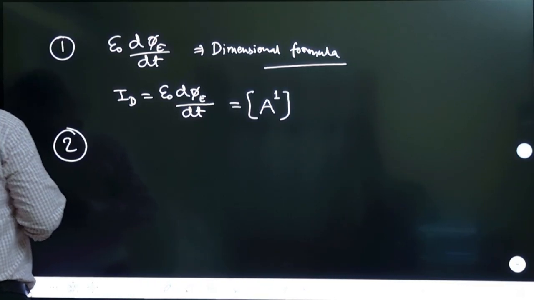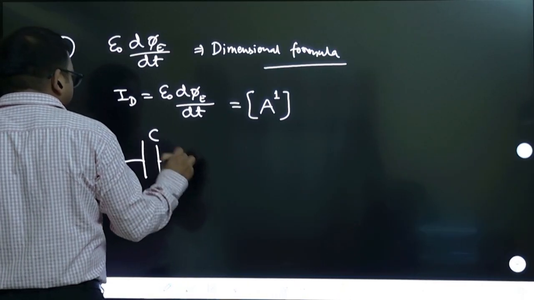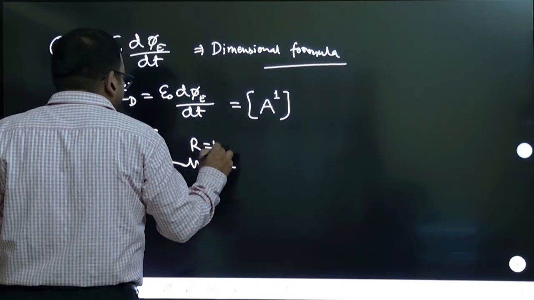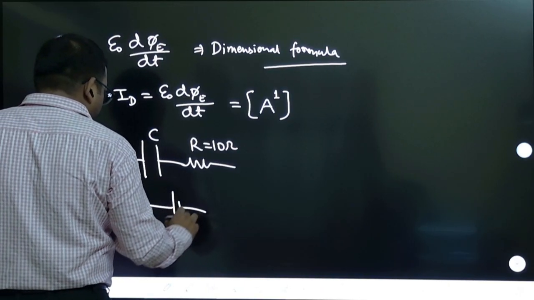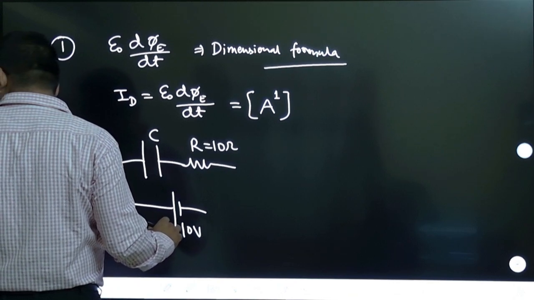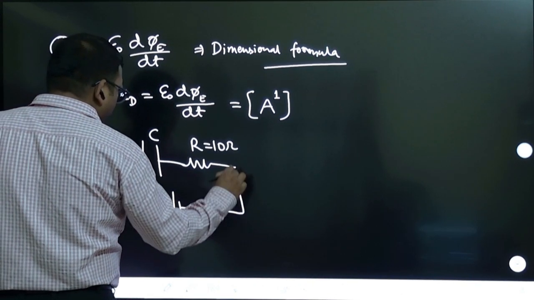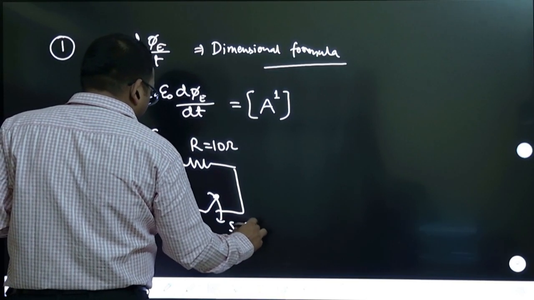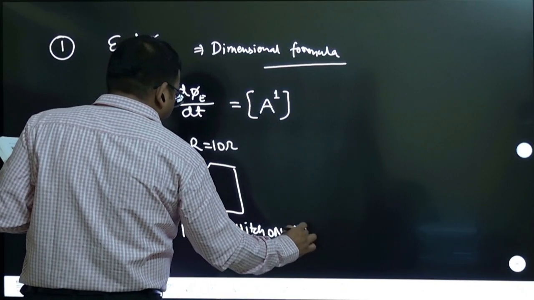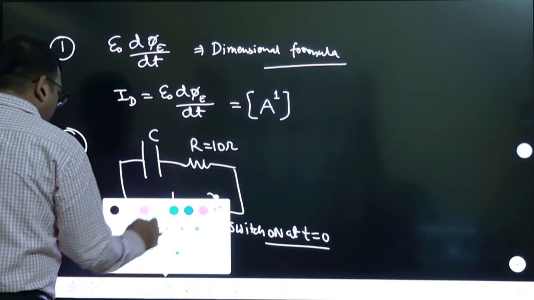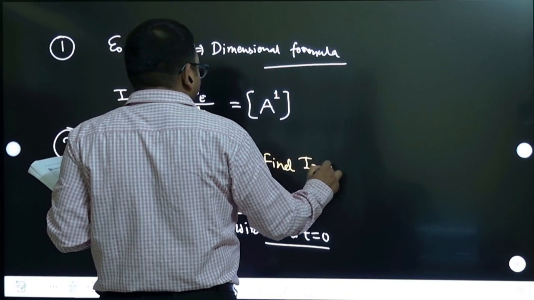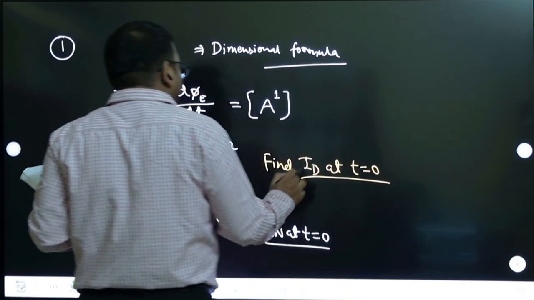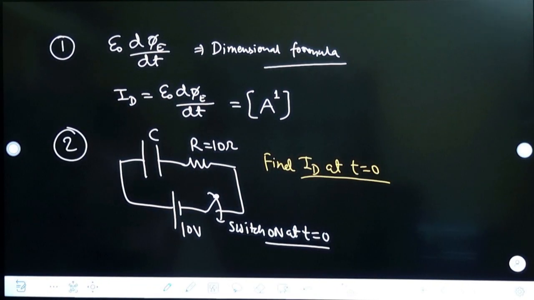There is a capacitor C in series with some resistance which is 10 ohm. The combination is connected to a battery of 10 volt. Find displacement current immediately after the switch is switched on at time 0. Find I_D, displacement current at time 0, means immediately when you switch on. That is the question. How will you solve that?